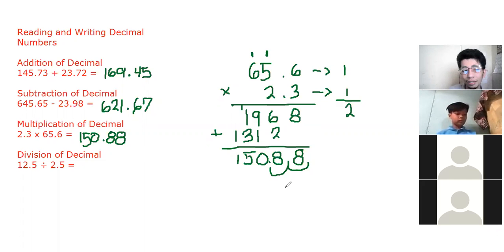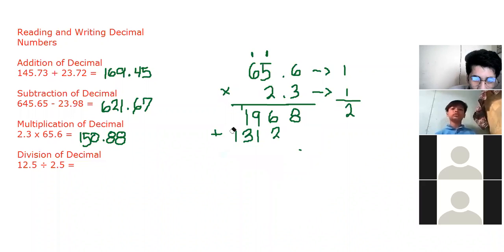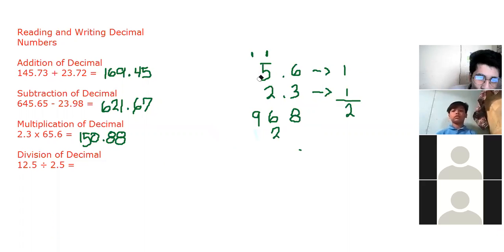150 and 88. Yes, 88. Sir, tama po. 150 and 88 hundredths. So, tama na. Okay? So, take a screenshot nyo or copy it in your notebook. Okay na ba? Yes. Burahin ko na. Then, proceed tayo sa division.